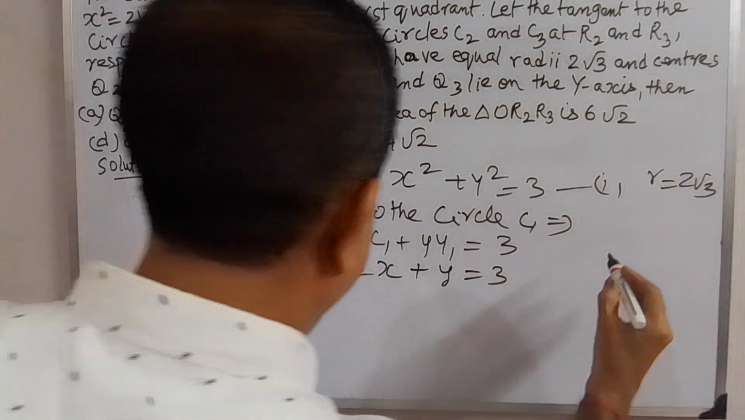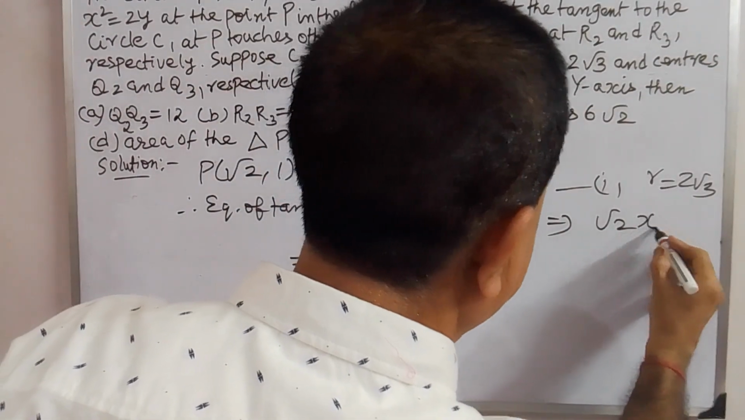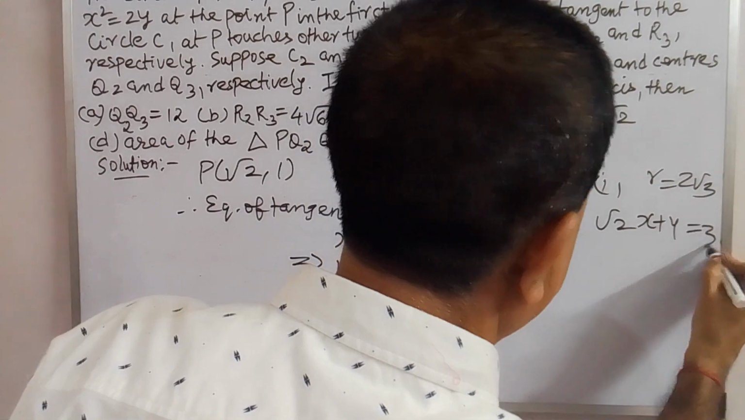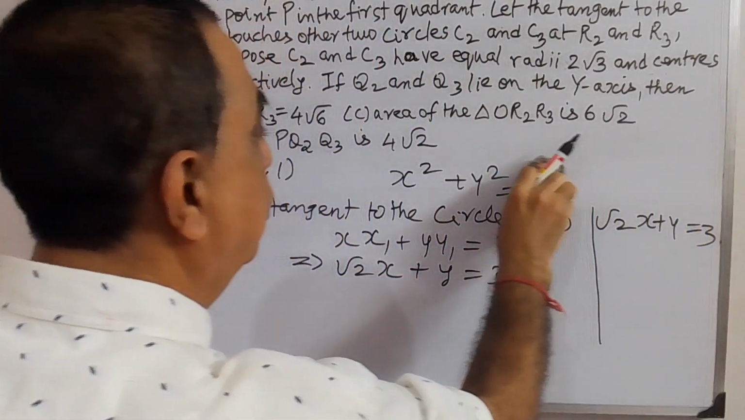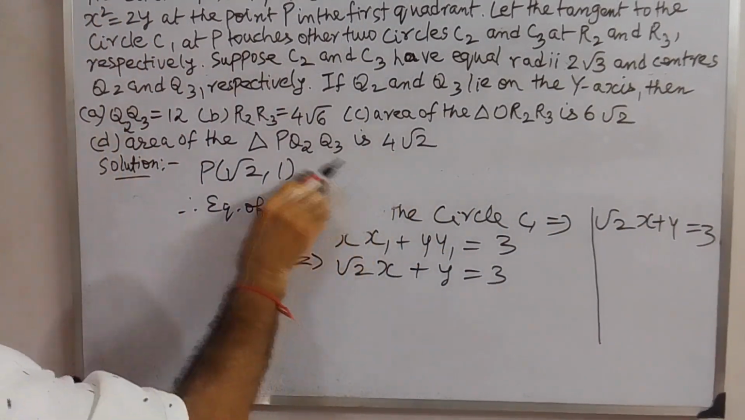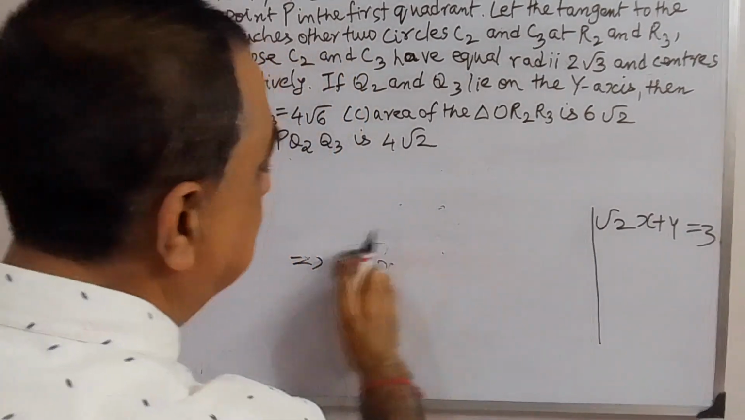Okay, so here you write the equation of the tangent. This is root 2 x plus y equals 3. This will be needed throughout the sum. So we have written this equation, the tangent equation at the point P.